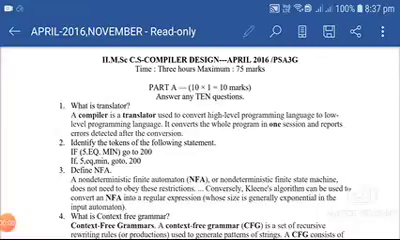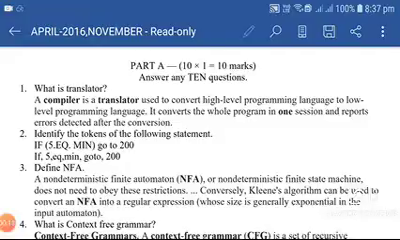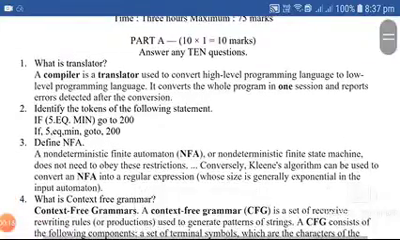Students, now we are going to discuss the April 2016 compiler design university question paper for second MSc computer science students. Part A, first question: what is a translator? A compiler is a translator used to convert a high level programming language to a low level programming language.